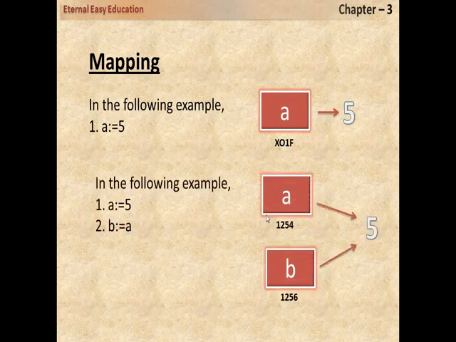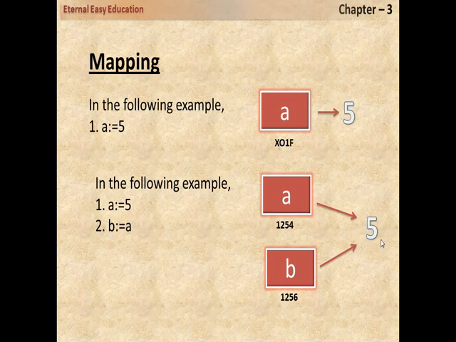So, A equal to 5 means A, there may be any number. It may be a hexadecimal number or an octal number or a decimal number. I have given a number as 1254 and another variable B with another address number. Both are mapped with value 5. So, for the programmer, we know A is equal to 5. As B is equal to A, the value of A, 5, is mapped with the variable B. So, A and B are mapping the same value 5.